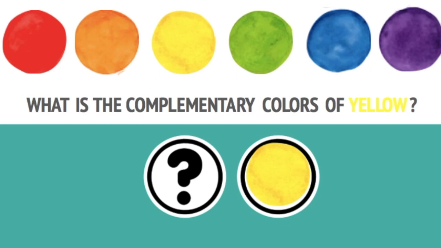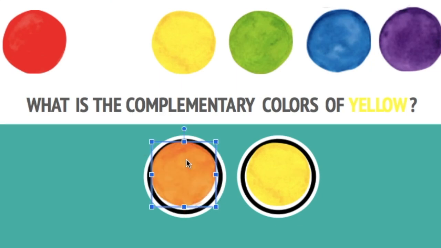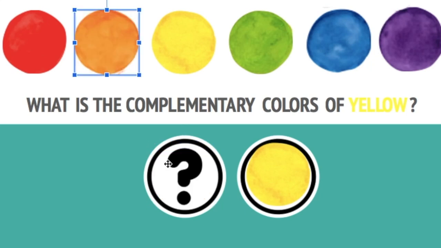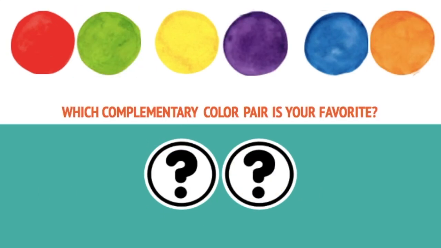Your third matching question is, what is the complementary color of yellow? So click on any color you think answers that question, and then drag it onto the question mark that's open. Remember, you're going to leave your answers there when you submit your assignment.